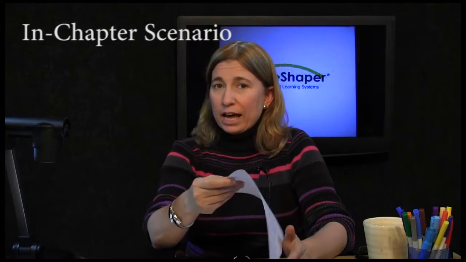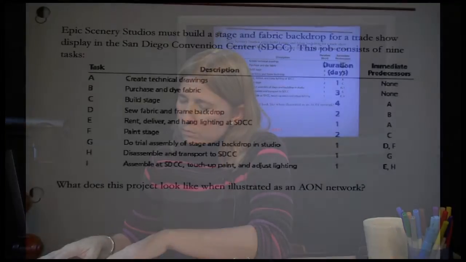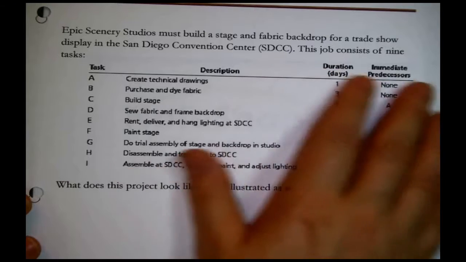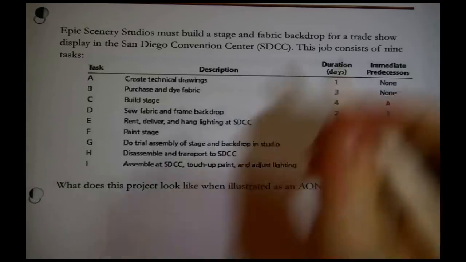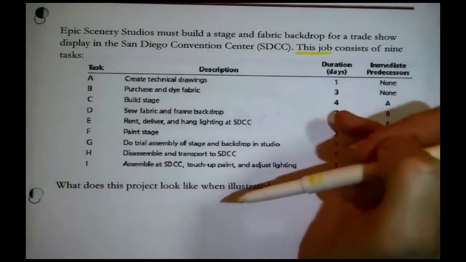A project by definition is a set of tasks. So the first phase in a project analysis is to illustrate those tasks. Let's look. Epic Scenic Studios must build a stage and fabric backdrop for a trade show display at the San Diego Convention Center. This job, meaning this project, consists of 9 tasks. And here's the description.